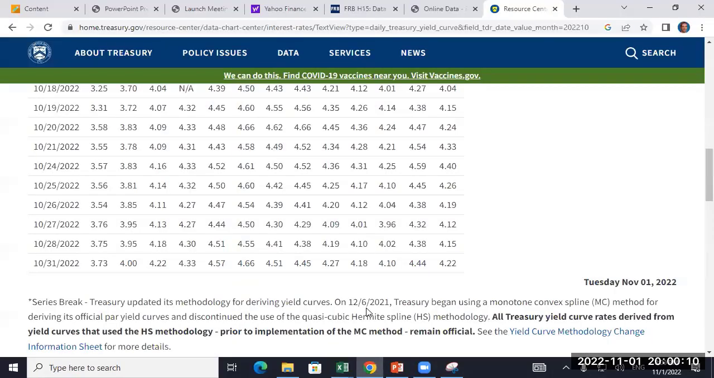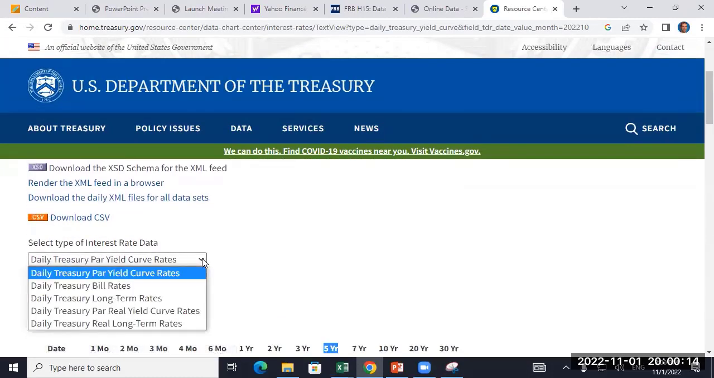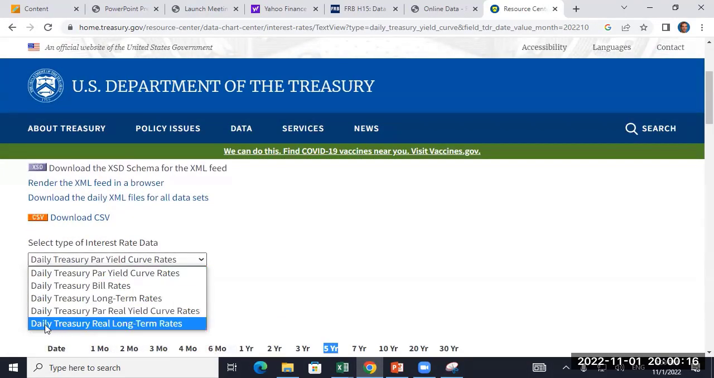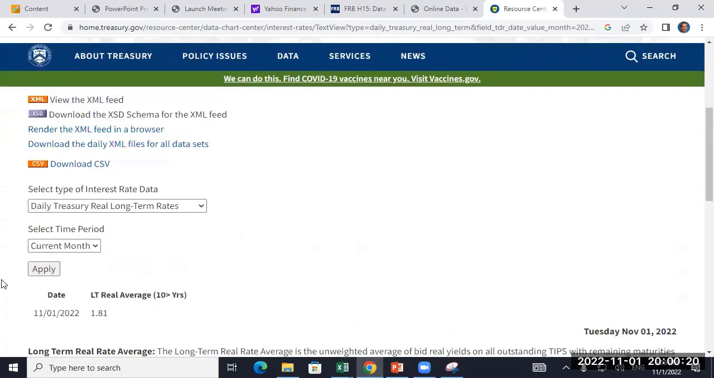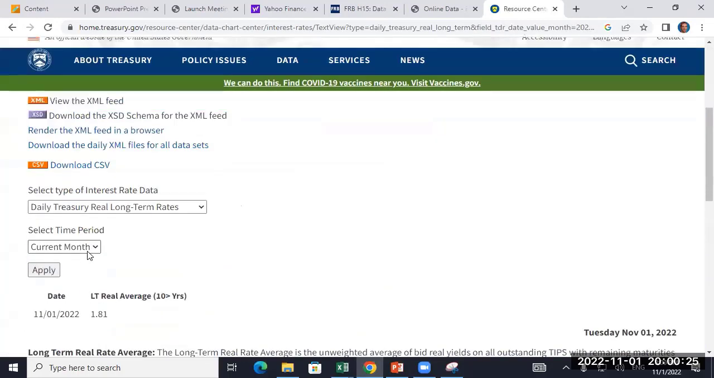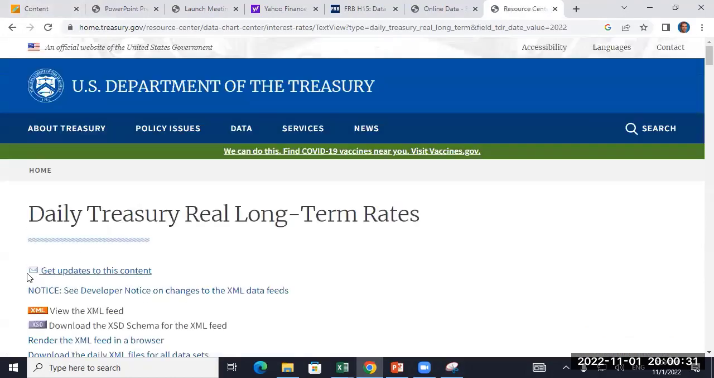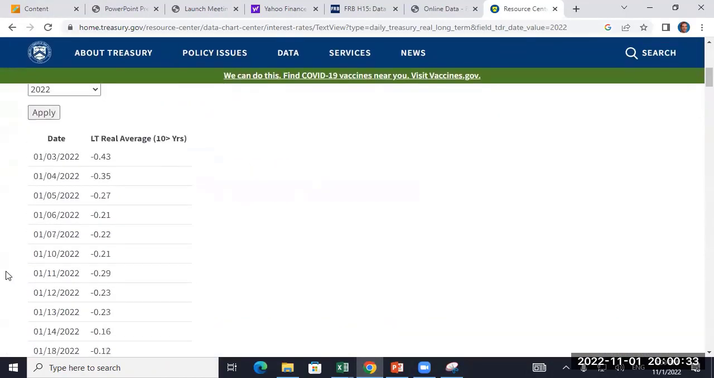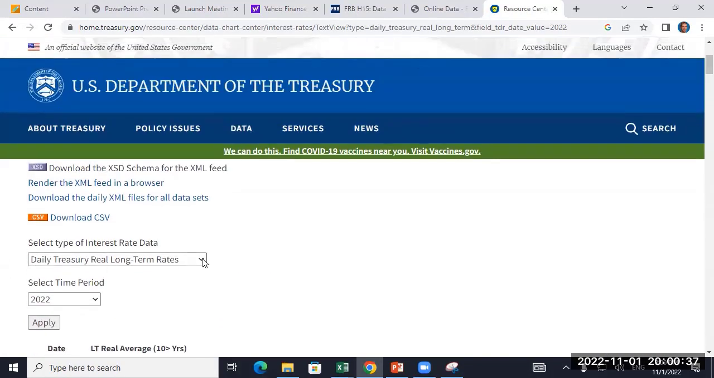And then TIPS. So they have daily treasury real long-term rates. And nothing happens. Oh, current month. I can't do current month, can I? I forgot it's November 1st. All right, so it's just the 10-year. How do we get the entire curve here?